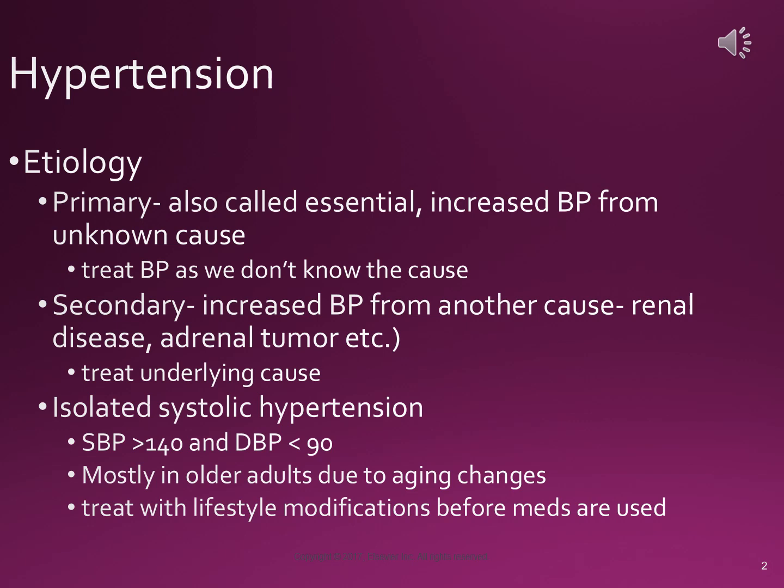Then there's also something known as isolated systolic hypertension, which is mostly in older adults, and it's due to aging changes. It's due to the stiffening of your arteries, and so you've got a higher resting systemic vascular resistance. And you can treat that with lifestyle modifications, usually before medications are used.